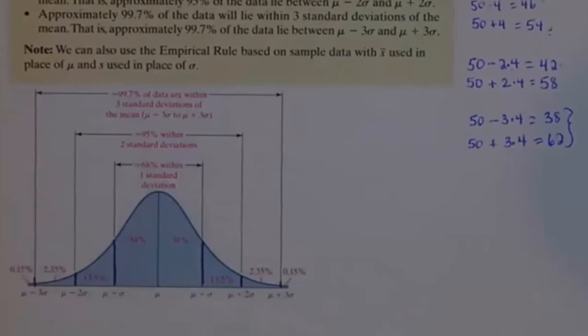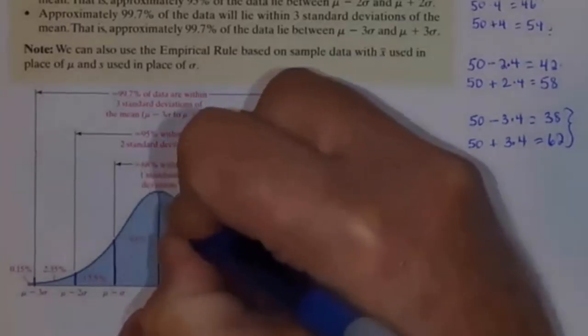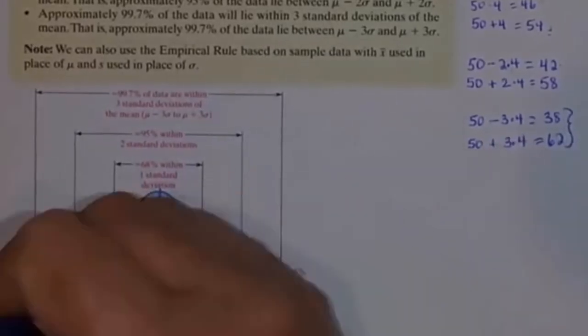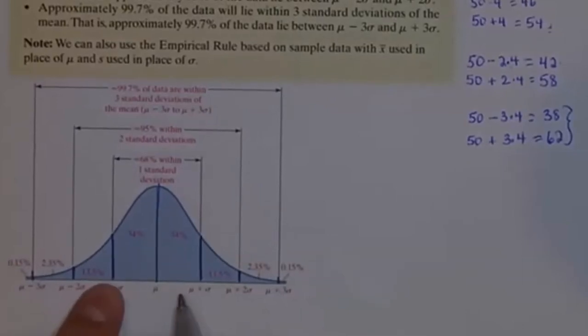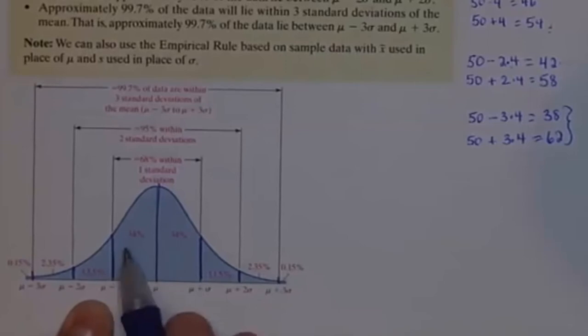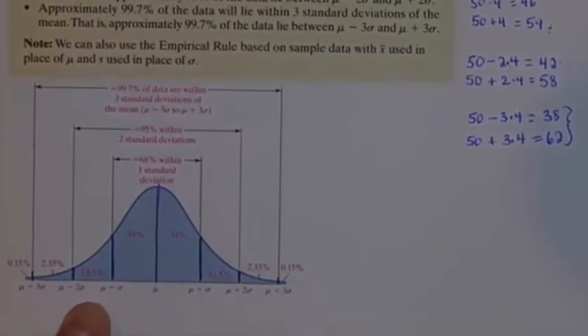So for example, about half of the data would be larger than the mean, and about half of the data would be smaller than the mean. So if 68% of the data values are between here and here, then half of the 68%, about 34%, would be between the mean and this value, and the other 34% would be between the mean and this value. So about 34% of the data would be here, and about 34% of the data would be here. In the same way, I can determine that about 13.5% of the data would be between this value and this value.